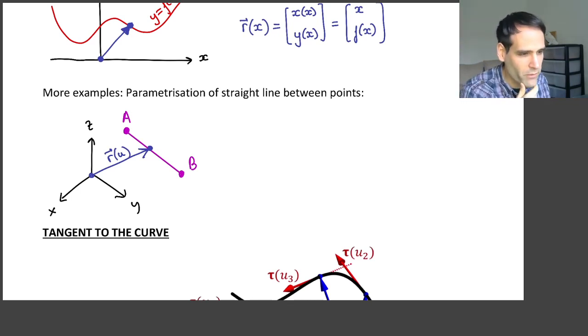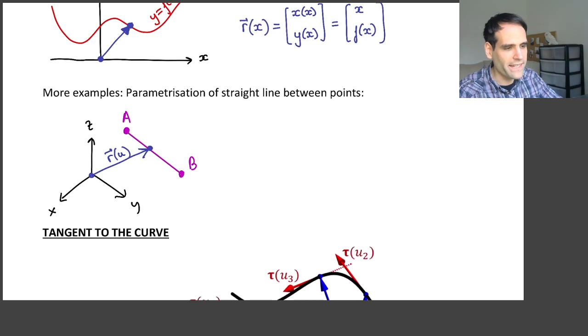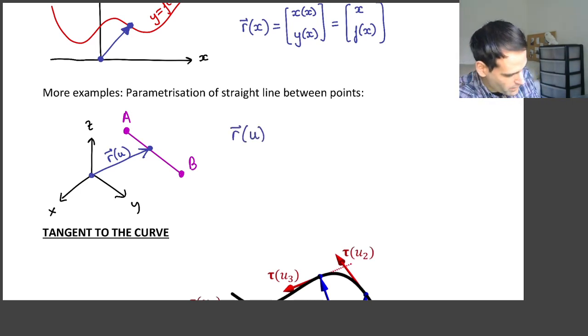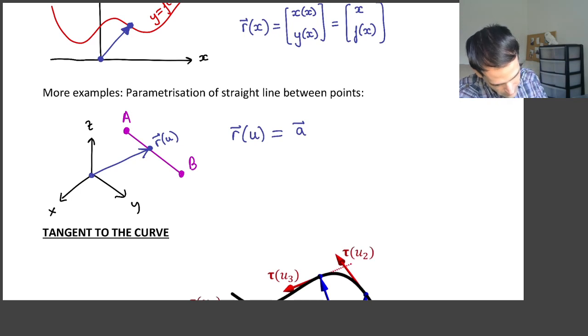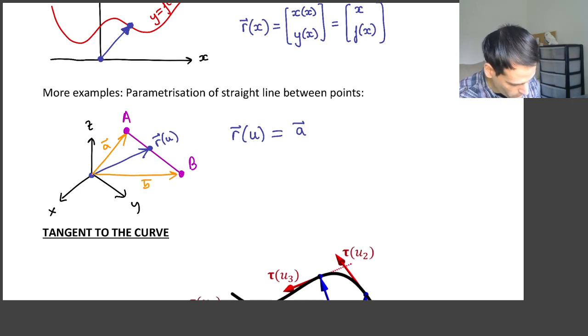And the way to do this is by thinking a little bit. So you could write r as a function of u as vector A, which would correspond to a vector. Let me draw it here. Let me first move r of u out of the way. So now I have space to draw what vector A is and what vector B is. So now r of u could be written as A plus u times B minus A.